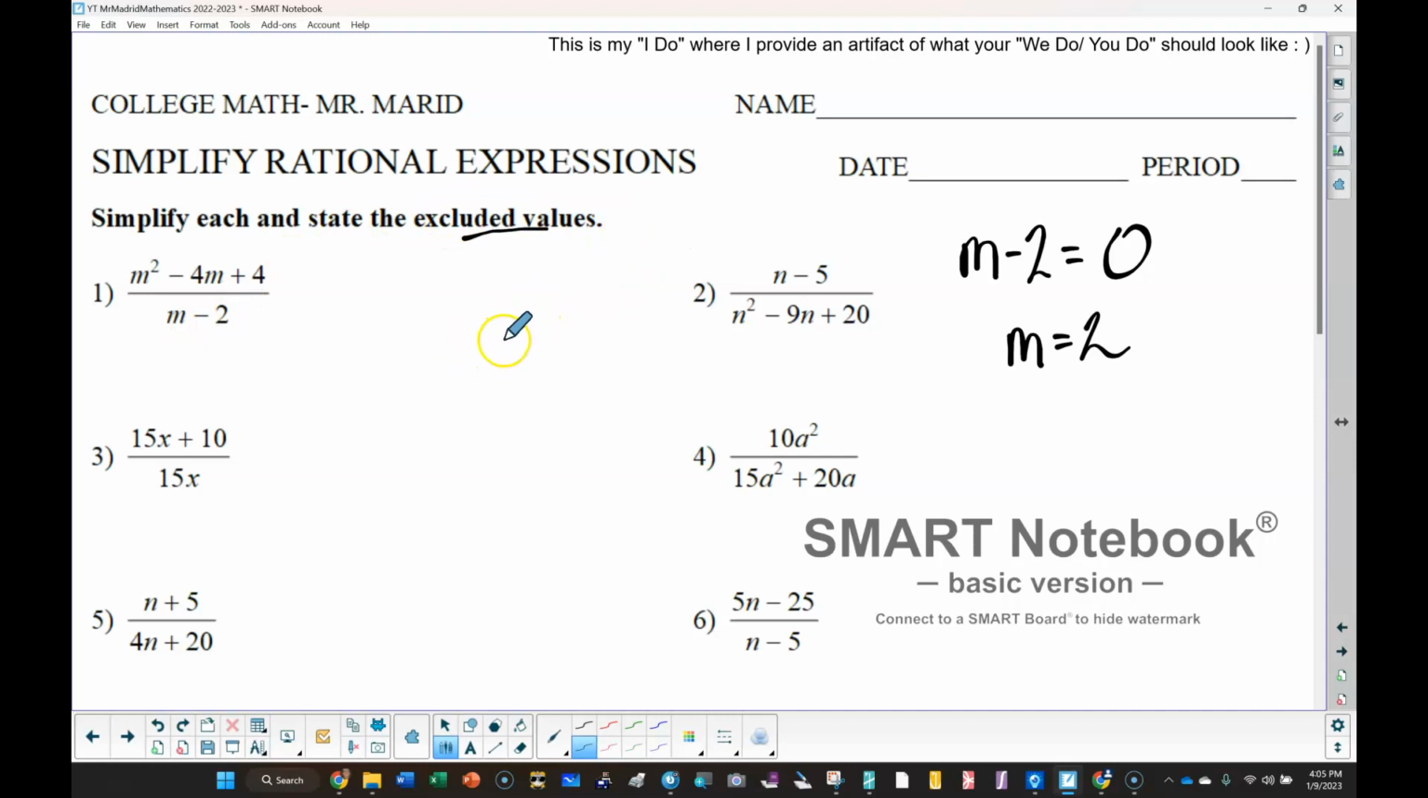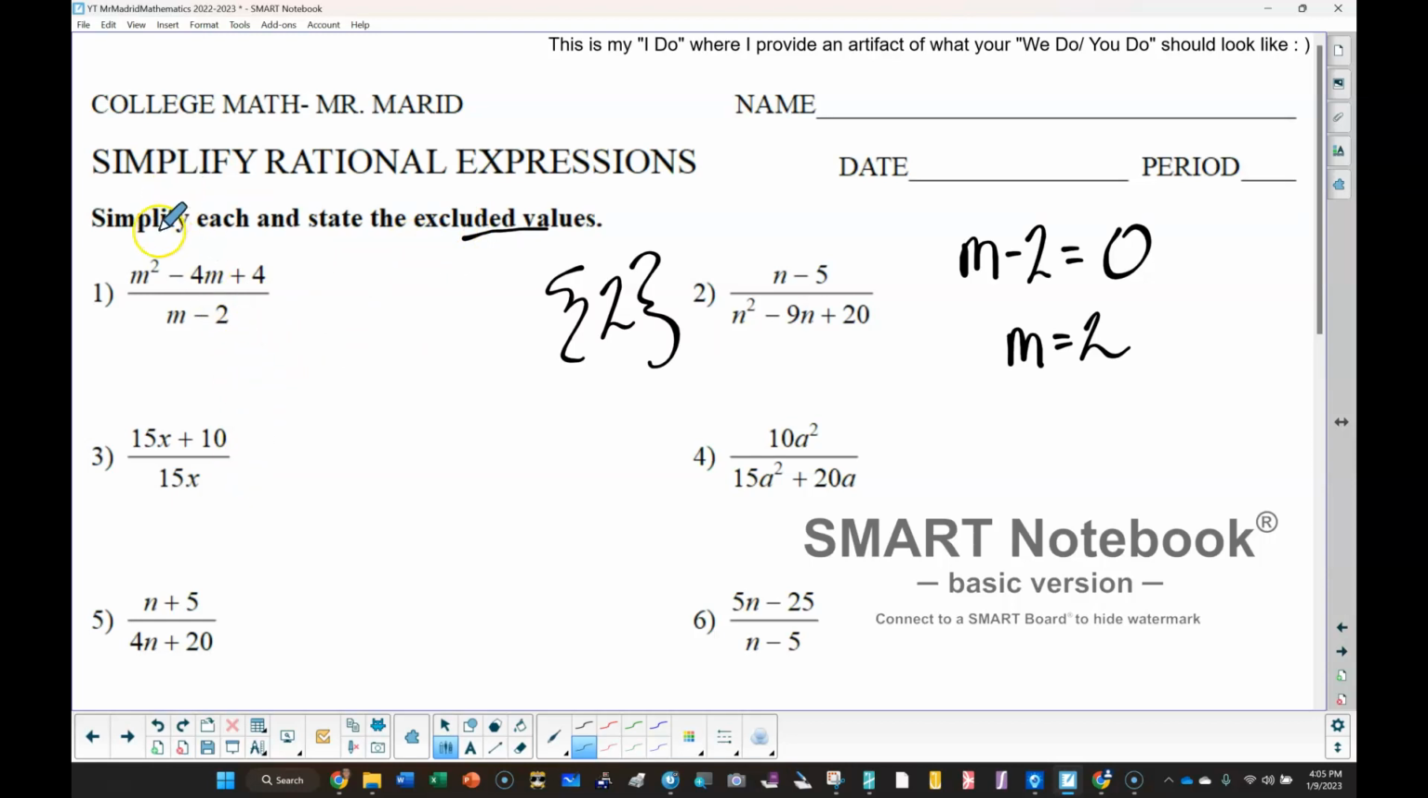The way we're going to write this is like this: {2}. These are just very fancy parentheses. It's a set that includes the number 2. We don't have to get too complicated about it. Just write it like this. Why the 2? Because it's excluded. So now we're done with that part.